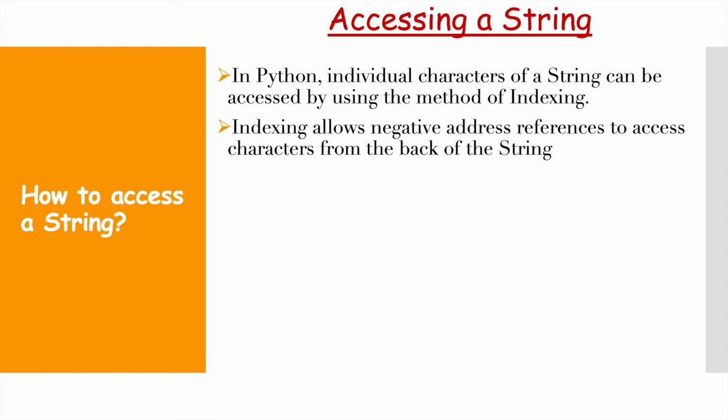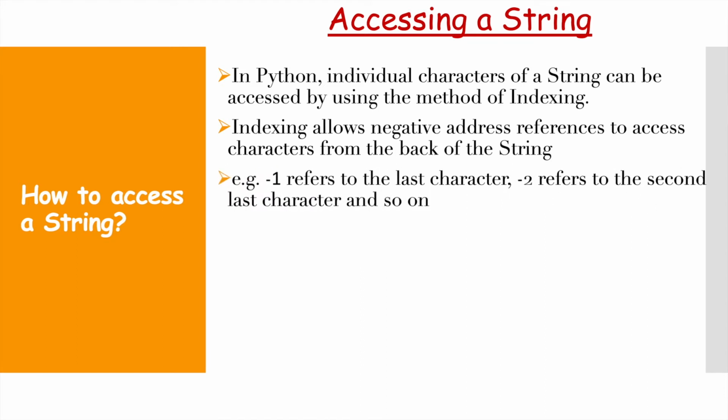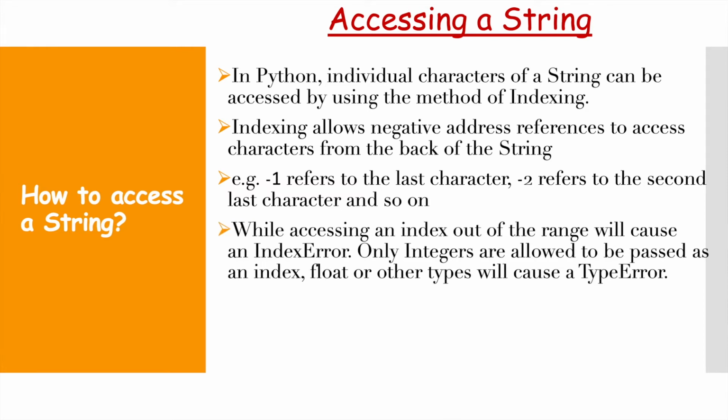Indexing also allows negative address references to access characters from the back of the string. For example, -1 will refer to the last character, -2 will refer to the second last character, and so on. Accessing an index that is out of range will cause an index error. That means if the length of the string is, for example, 12, and you try to access an element by putting the index value as 13, that is out of range, and it is going to give you an index error because that index value is greater than the length of the string. Only integers are allowed to be passed as index. If you use a float or any other data type, it will cause a type error.